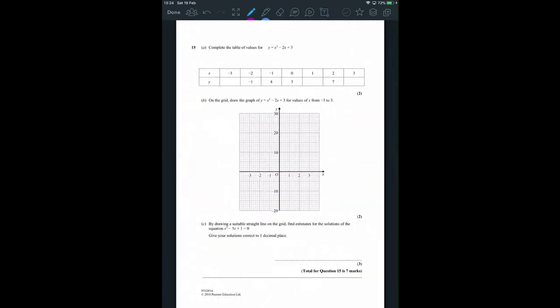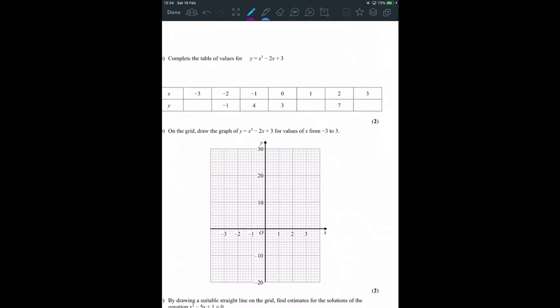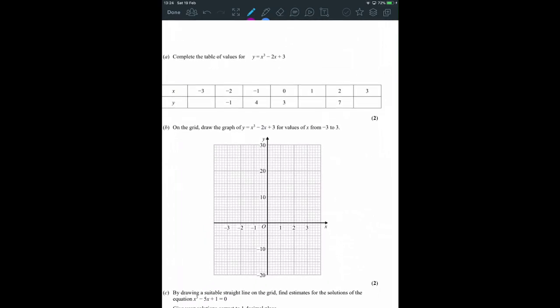Our graph plotting question needs a table of values. A table of values is just subbing the value in to get the y. So I'm going to sub -3 into that calculation to find the value of y. So it's -3 cubed, subtract 2 lots of -3, add another 3, so that's -18.